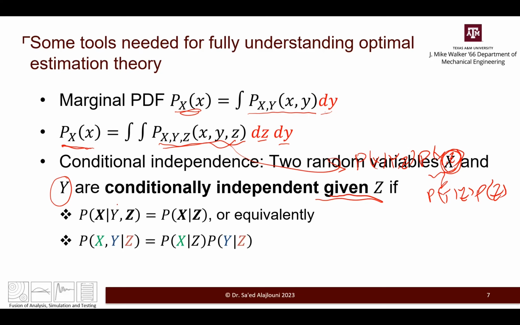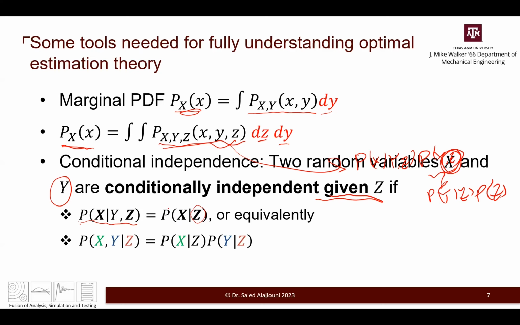So here, what it means to be conditionally independent, we can state formally in 2 ways. The first way is that the probability of x given y and z equals the probability of x given z. What does that mean? It means that given information about z and y, if we want the probability of x, this is the same as getting the probability of x given only z.